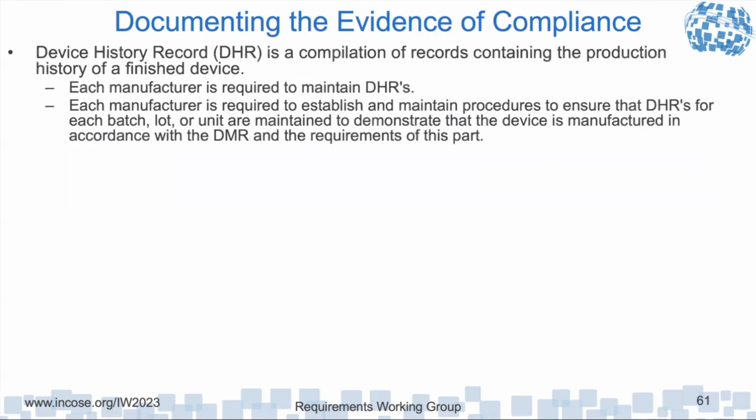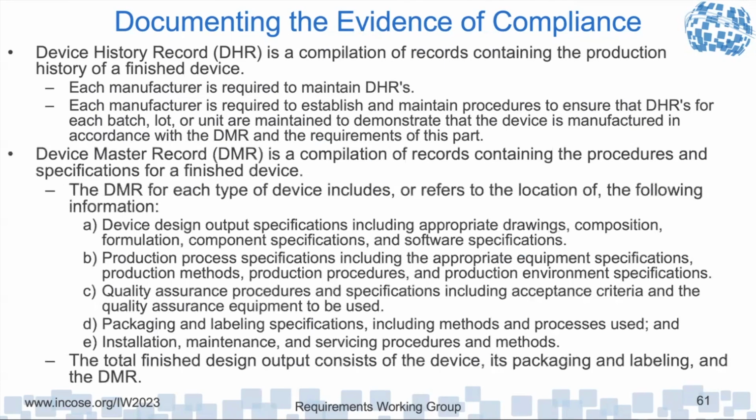There's also the device history record. It's a compilation of records containing the production history of the device. And there's a requirement that each manufacturer has to maintain the device history record. Each manufacturer is required to establish and maintain procedures to ensure the device history records for each batch, lot, or unit are maintained to demonstrate that the device is manufactured in accordance with the device master record and the requirements of this part. And then we have the device master record, which is a compilation of records containing the procedures and specifications for a finished device.